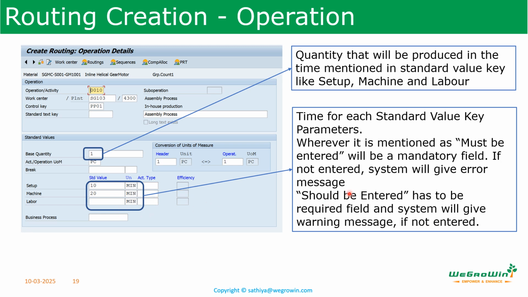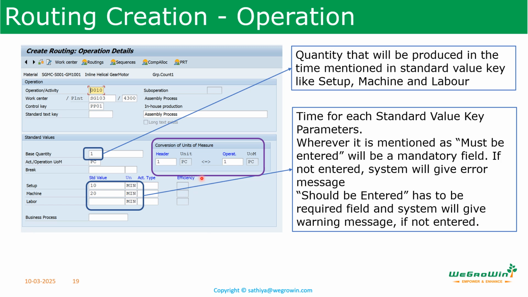Now in the work center, in the standard value key, we mentioned this is the setup, machine, labor. The 3 we entered, that automatically comes in the routing. Now whether you have to enter the details here or not, in the standard value key we have the controls, right? Whether it must be entered, should be entered, like that. If it is must be entered, it is a mandatory field. If you don't enter it, system will not allow you to save the routings. Should be entered means it is a required field. System will give the warning, hey, you did not fill it, that's it. But it will allow you to save it. So that is the difference between must be entered and should be entered. Now here based on should be entered or must be entered, whatever it is, we enter the value here.